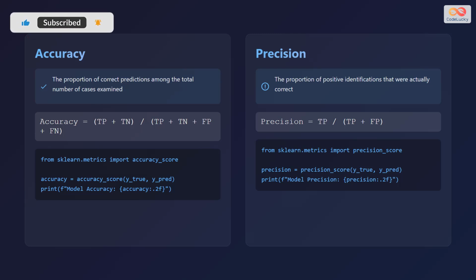Here's an example of calculating precision score using scikit-learn. From scikit-learn metrics, import precision score. Then, calculate precision using the precision score function with y_true and y_predicted as arguments. Print the model precision formatted to 2 decimal places.